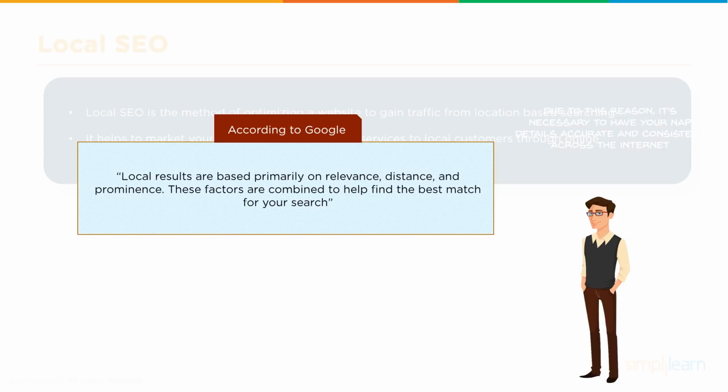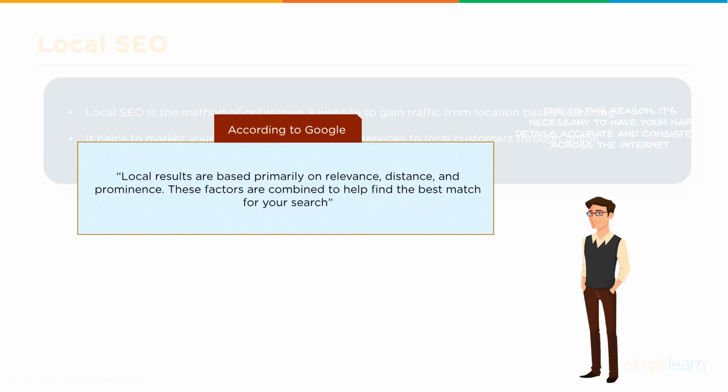And then prominence. So prominence is also very important because how prominent are you as a business? Are you getting a lot of reviews? Do you have a lot of different locations? Do you have all your photos and all your information posted? So prominence does play a bit of a factor along with distance, along with relevancy on Google local SEO. So these factors combine to help find the best match for your search.